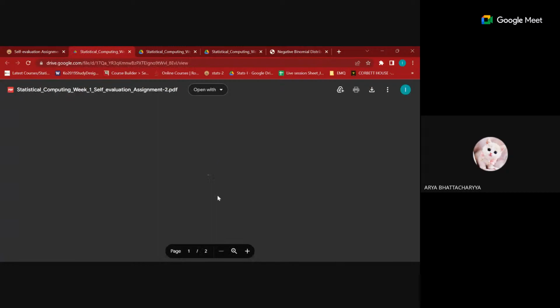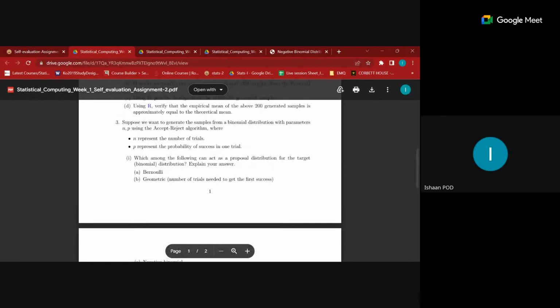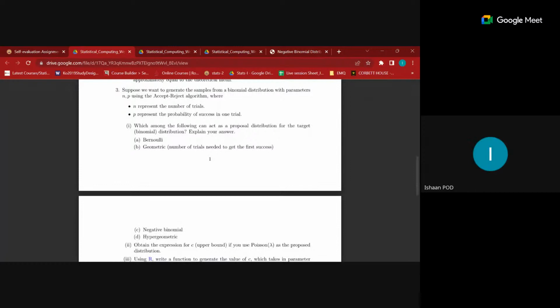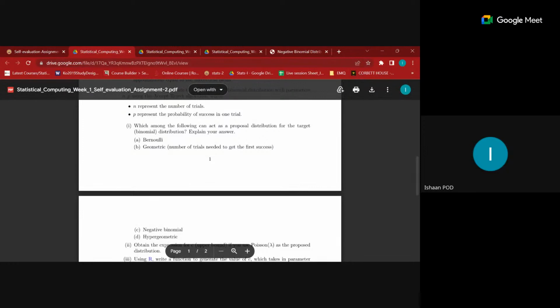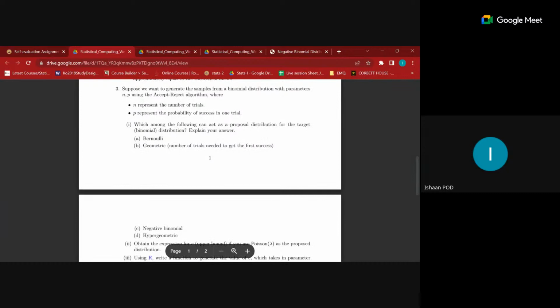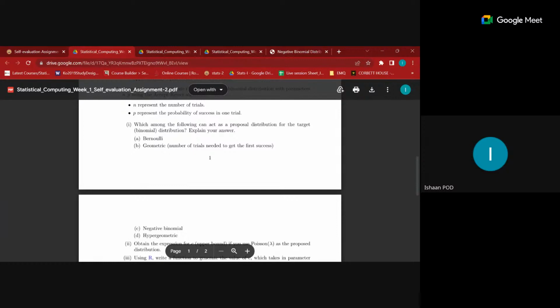Okay, so here we have binomial distribution, right? One thing you can do is write the support for all of them. Bernoulli is 0, 1 only. For geometric, it goes from 0 to infinity. For negative binomial, it's again r to some infinity. And similarly for hypergeometric, we have some. So you can select one. Here, for binomial, I think we can go for geometric, right?